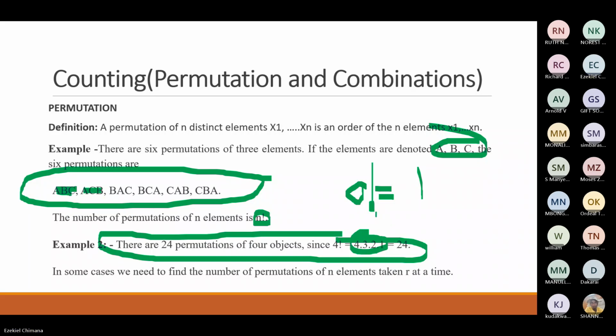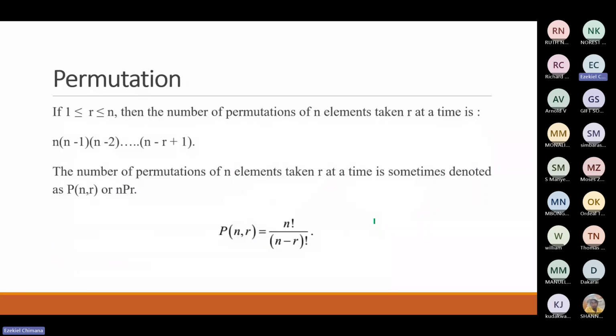Let's know that. In some cases, we need to find the number of permutations of elements taken r at a time. Sometimes you might be given 20 elements in your set, and you'll be asked to create permutations of 5 of those elements, 5 elements at a time. For such questions, you need to use this formula, which says P of n r is equal to n factorial over n minus r factorial. What is n? What is r?